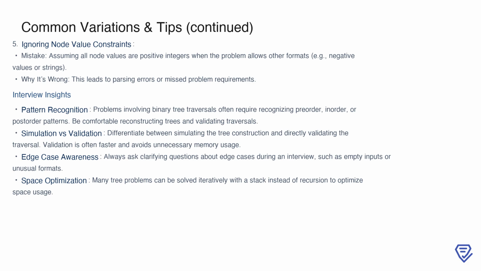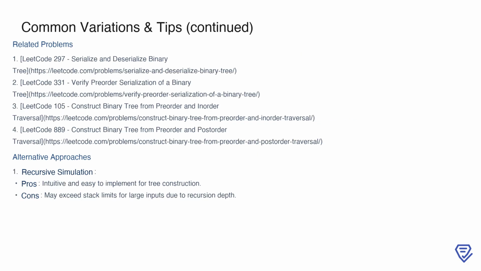Expanding your understanding of this problem can be helpful by exploring related problems. For instance, in LeetCode 297, you serialize and deserialize a binary tree, which involves turning the tree into a format like a string and reconstructing it. LeetCode 105 and 889 focus on constructing binary trees from different traversal combinations, such as preorder and inorder or preorder and postorder. These problems build your intuition for how traversal orders affect tree structure.